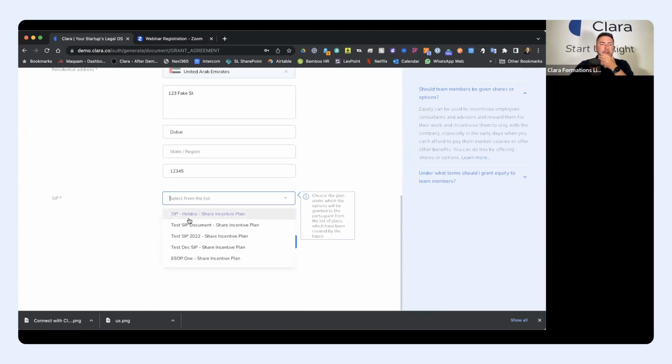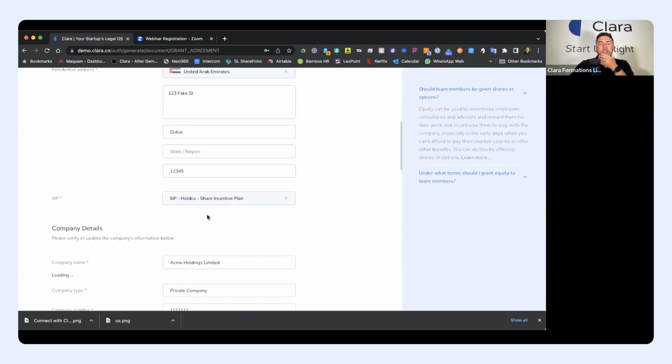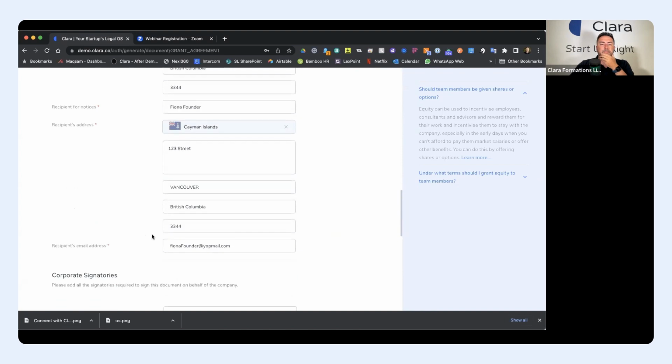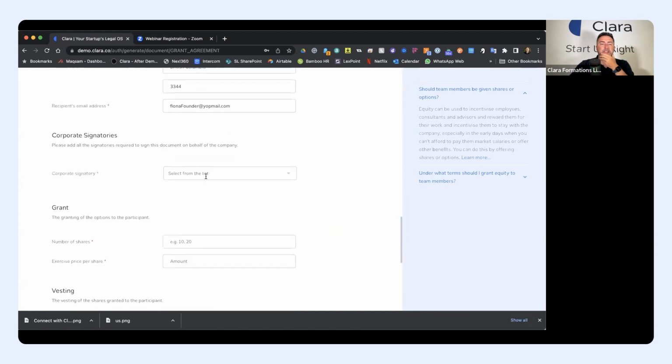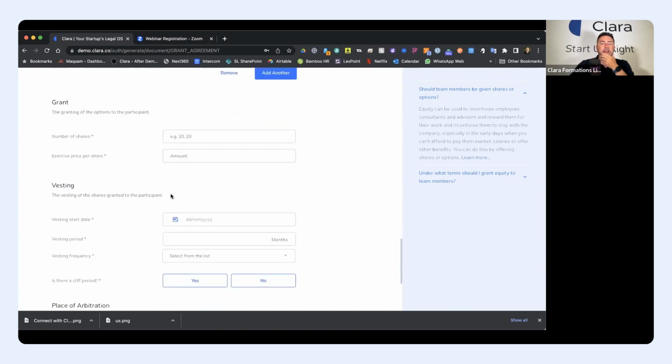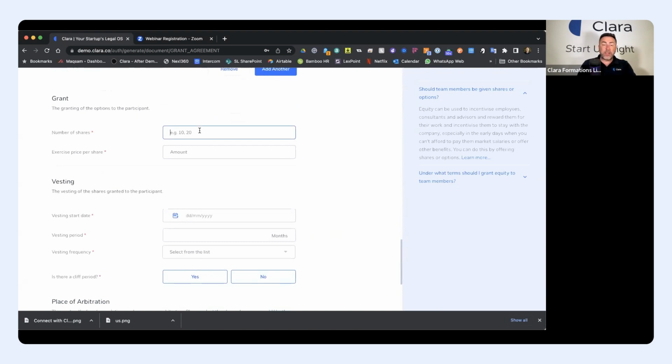And we know Bobby's from Canada. In this case, obviously, it's a demo account, but we're going to say that it's one of the SIPs that we've created. And we go down here, that's fine. So the corporate signatory is Fiona. Now, this is where we work out how many shares. We know that there are 10,000 shares, so we're going to say you're going to get 1,000 shares. The exercise price is going to be 1 cent.